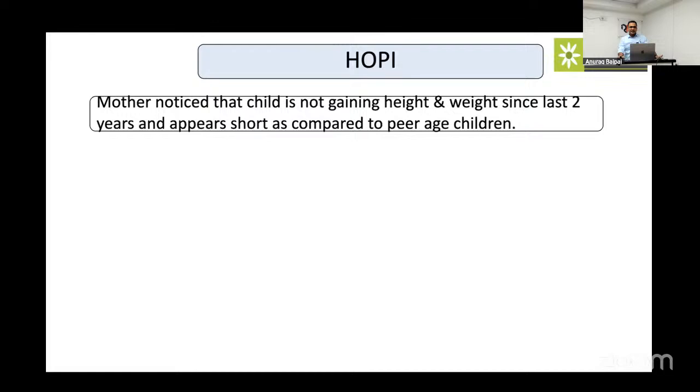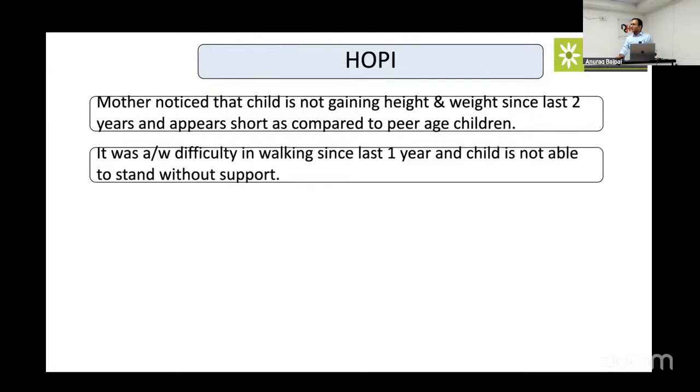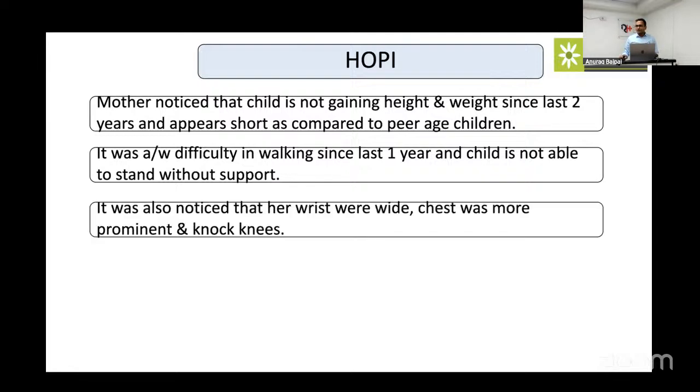So, history of presenting illness. Basically, the main complaint was growth failure. The mother noticed for the last 2 years that the baby is lagging behind the peer age group, and there was low height and weight gain. Also, there was difficulty in walking. Till 2 years of age, she was walking without support. However, gradually there was regression in the gross motor milestones, and presently she can only stand with support and walk with support.